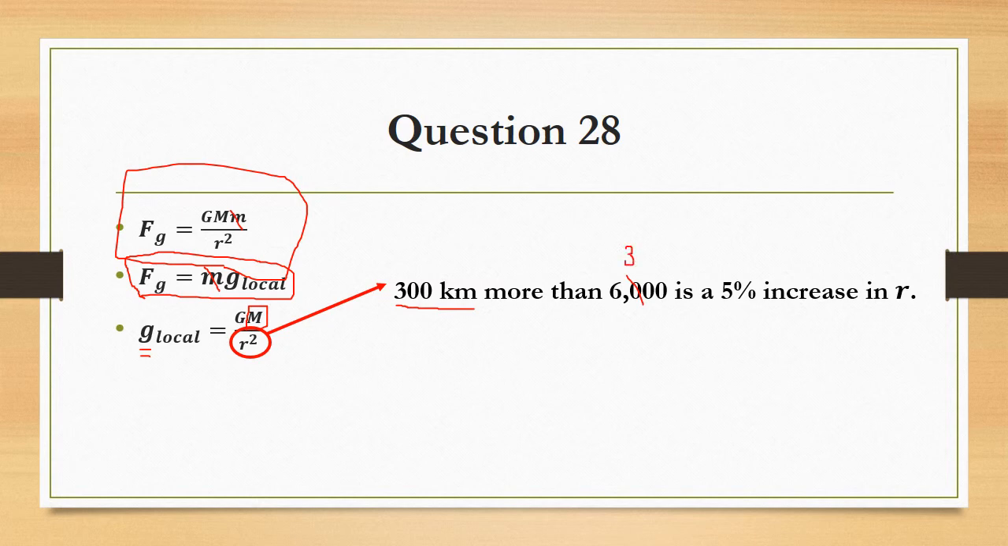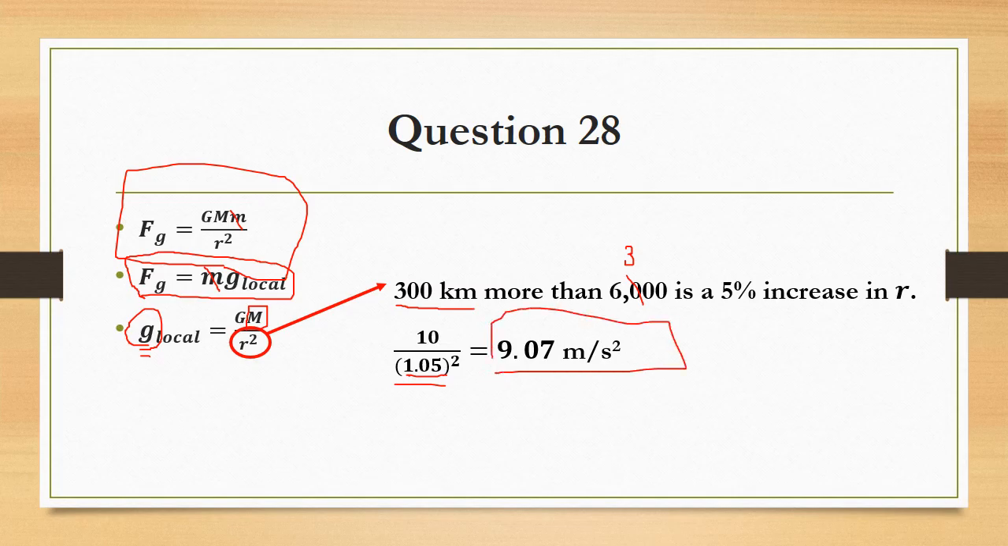And so if you increase the value of r by 5%, and g local is 10 on the Earth's surface, you can just do 10 over 1.05 squared, 1.05 being a 5% increase in my r value. And 9.07 is the precise answer. Nearest answer choice is therefore 9.